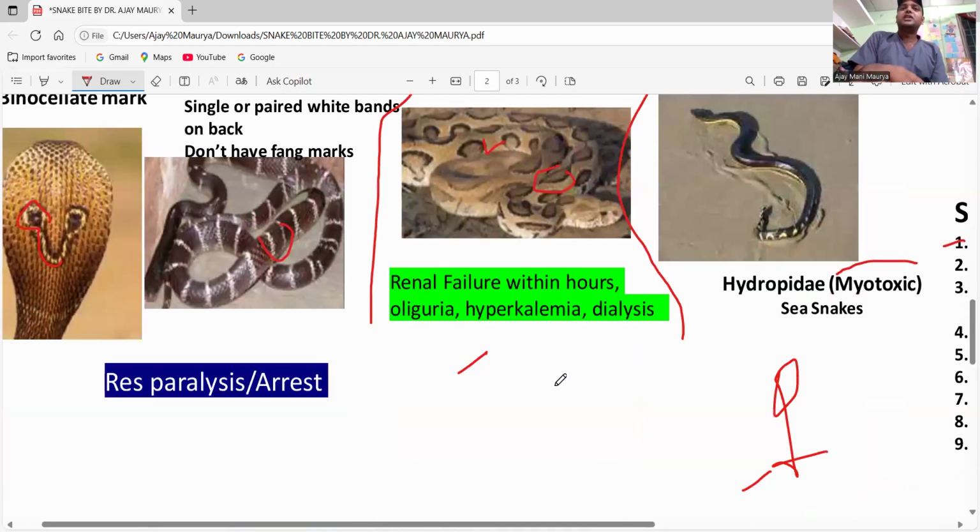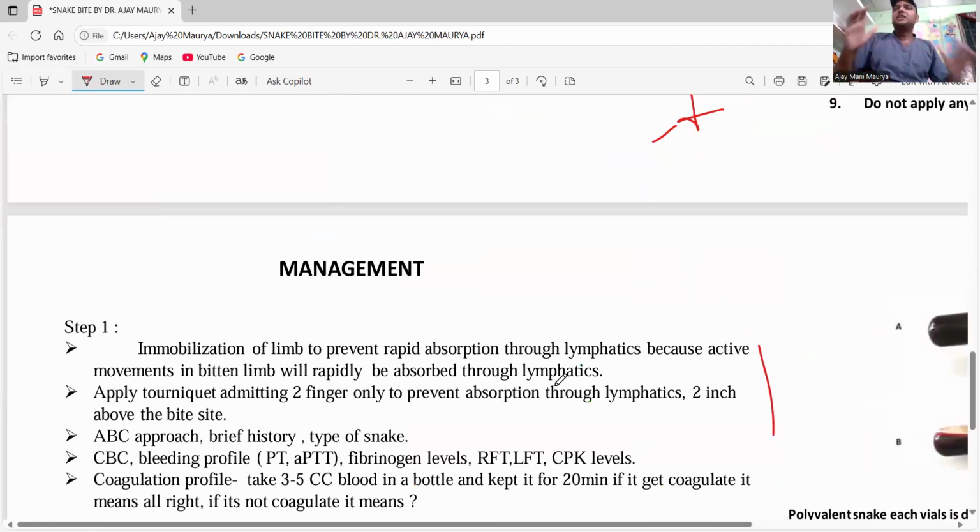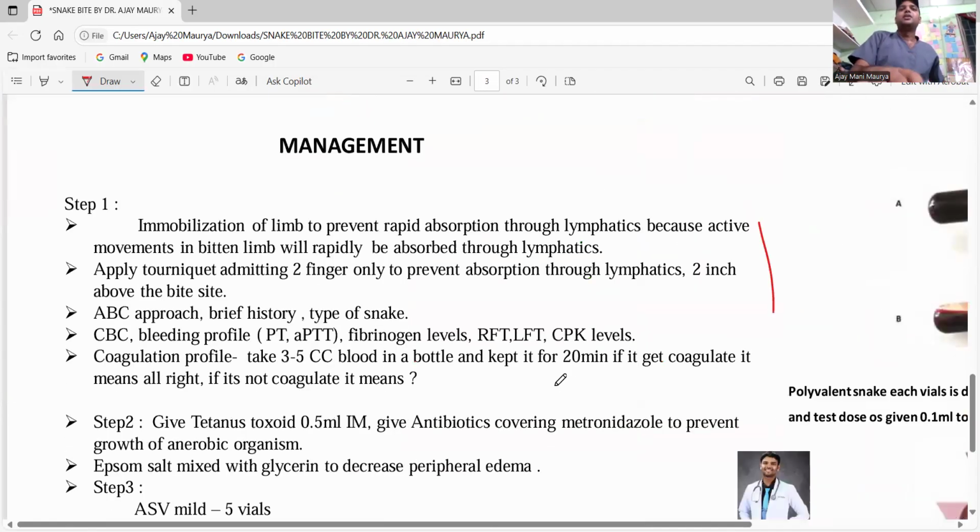That's why in the casualty, guys, what happens now? Whatever is written in the textbook or in any PDF, they are not going to follow, because we don't know whether the patient was bitten by a poisonous or non-poisonous snake. They are directly going to give the anti-snake venom. Immediately we have to give the anti-snake venom.